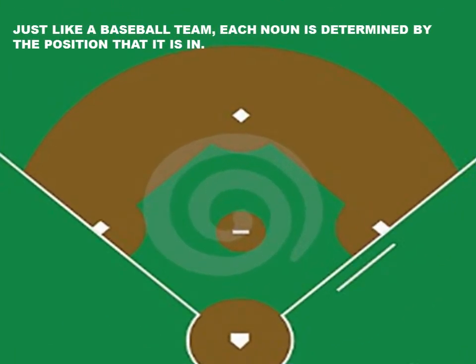Just like a baseball team, each noun is determined by the position that it is in. So you can be a baseball player, but you're not only a baseball player, you might be a first baseman, second baseman, third baseman. It's all determined by the position that you're playing. So let's look at the different noun positions.